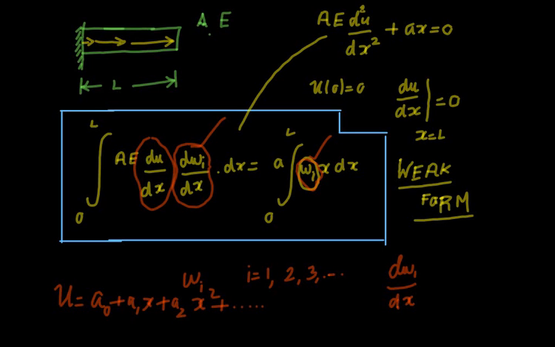Now let us see how we can squeeze out the values of weighing functions, dwi by dx and du by dx. All you have to do is substitute in this particular weak form equation, turn the crank of mathematics, and let us see what we actually get. So let us do that. First, what we need is a trial solution. The trial solution that I am going to assume is u of x is equal to a0 plus a1x plus a2x squared. I will stop right here.